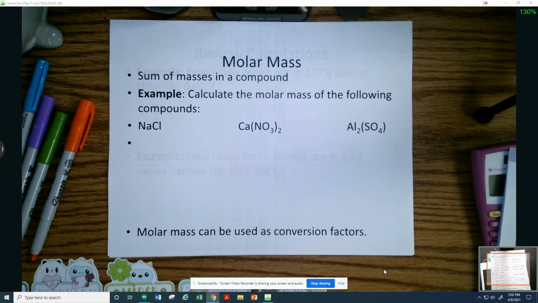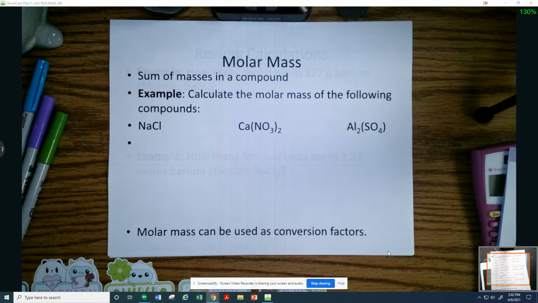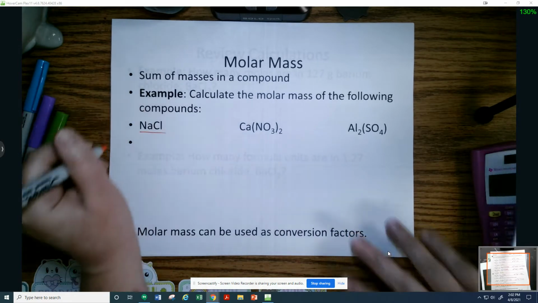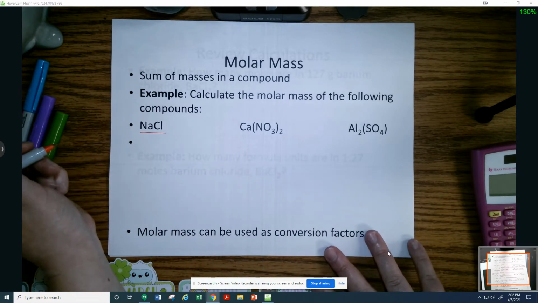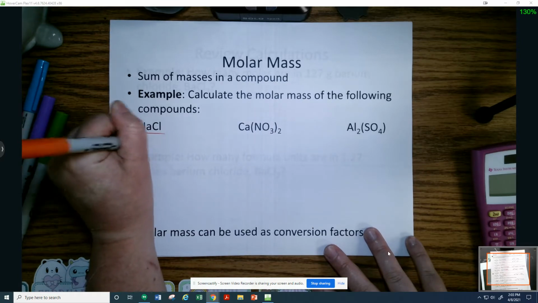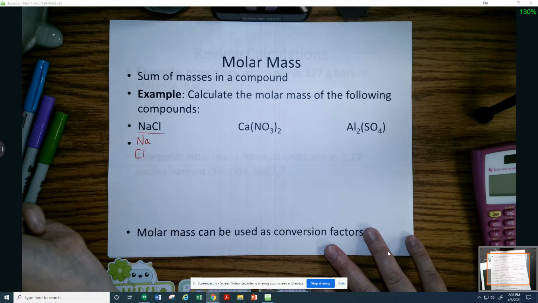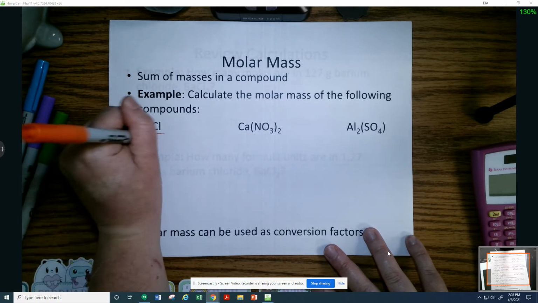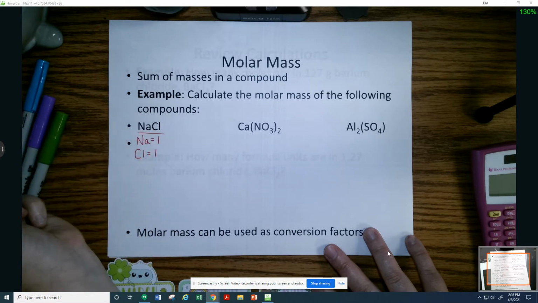There are some similarities with what we did yesterday, but obviously we have multiple elements because we're talking about a compound. So how I find the molar mass of something in a compound is I take an inventory, kind of like when we're balancing. I list out what we have. We have table salt, sodium chloride. So I have Na and I have Cl. The next thing I do is look at how many I have of each. I have one sodium, I have one chlorine.